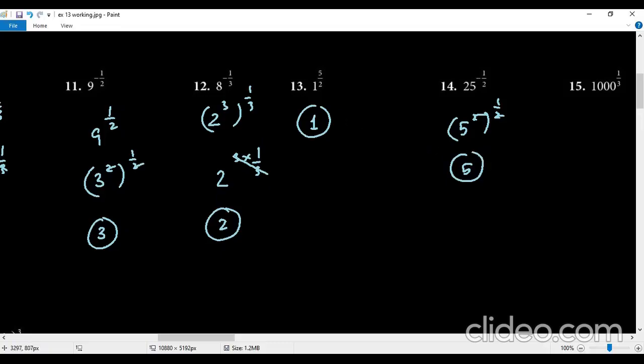Or if you think any other answer for this question, yes, you're right. In here, it is not a positive 1 over 2, it is negative 1 over 2. That means I will write 5 square times negative 1 over 2, 2 and 2 cancel, and 5 power minus 1 means 1 over 5.